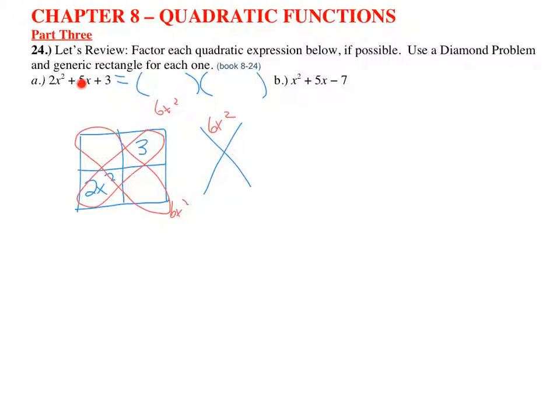The sum is the term here in the middle. So we know that these two boxes have to add up or combine to be 5x when we're done. So we think about the diamond problem. We want to multiply to 6x squared, but add to 5x. So you want 3x and 2x. 3x times 2x is 6x squared. 3x plus 2x is 5x.